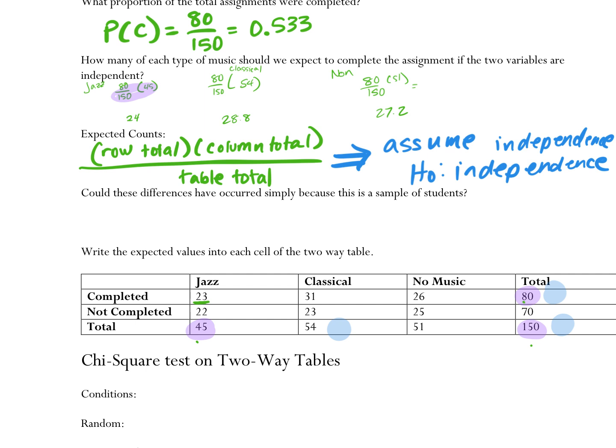Okay. So, more so with a two-way table than with a goodness of fit test, what I like to do is put my expected counts in parentheses in my table. So we had 24, 28.8, 27.2.